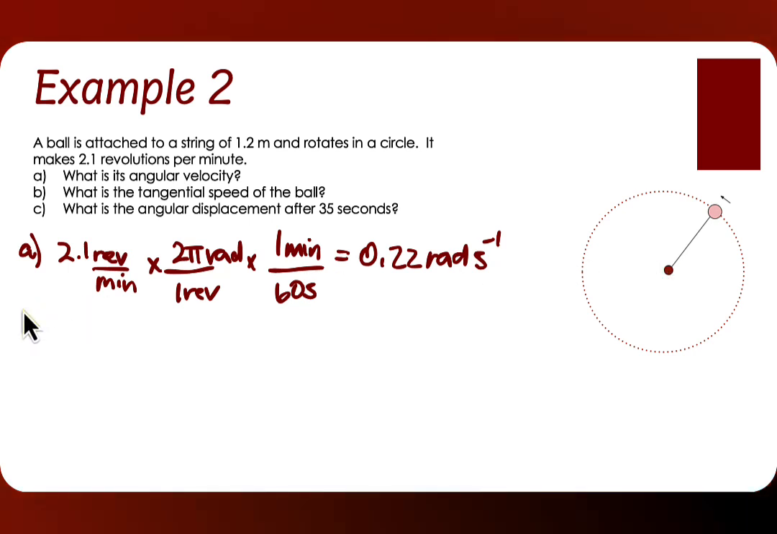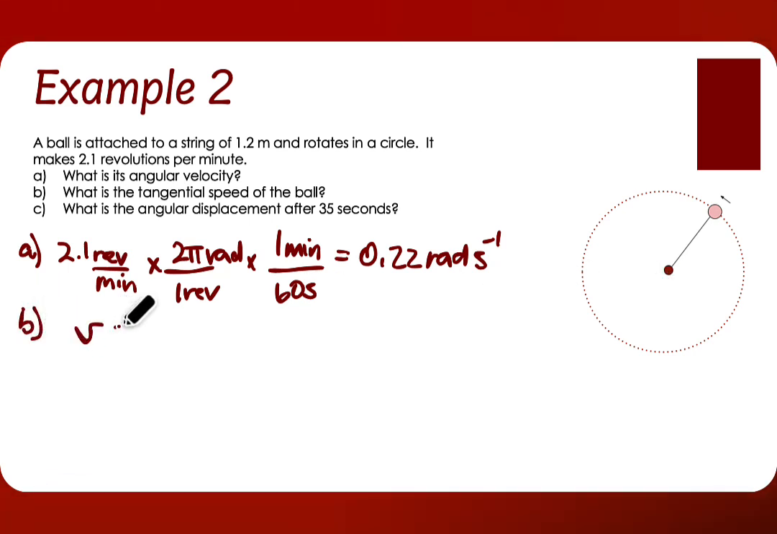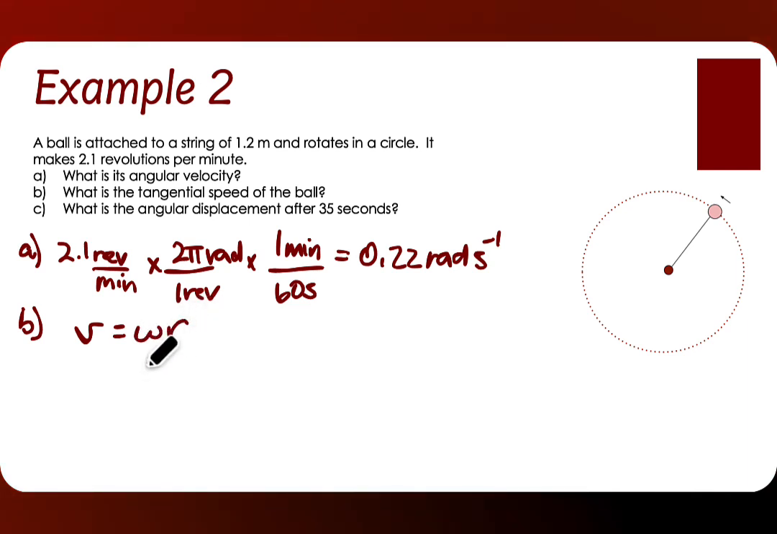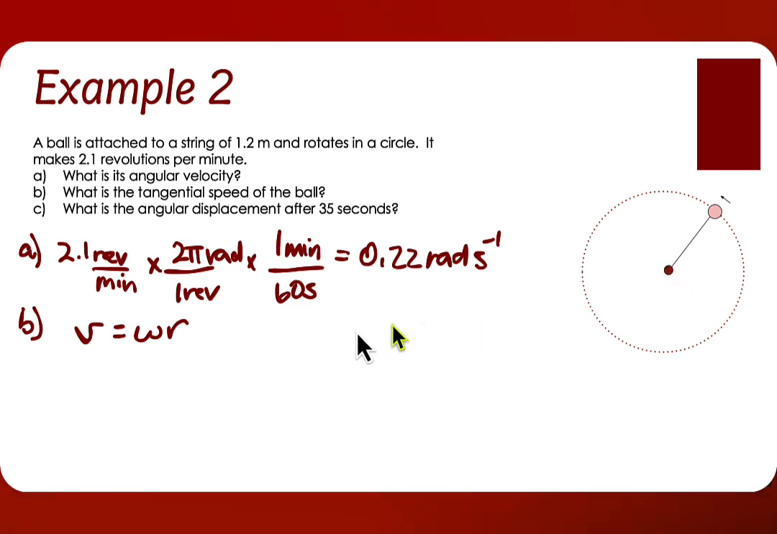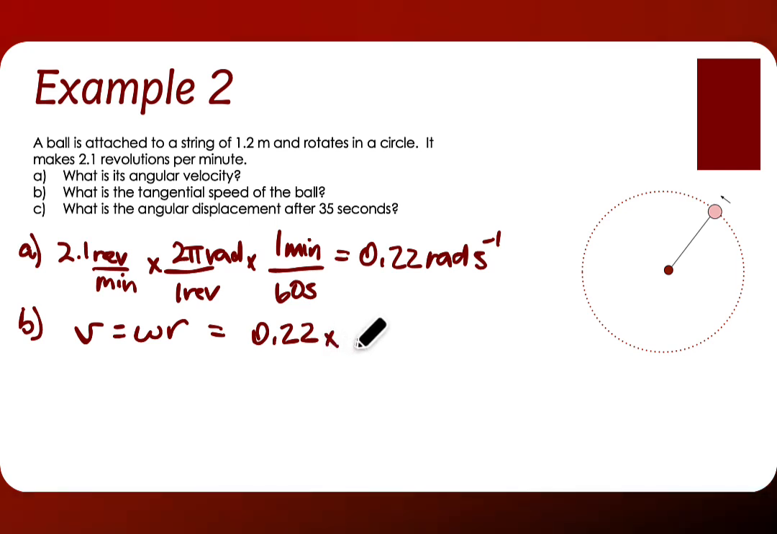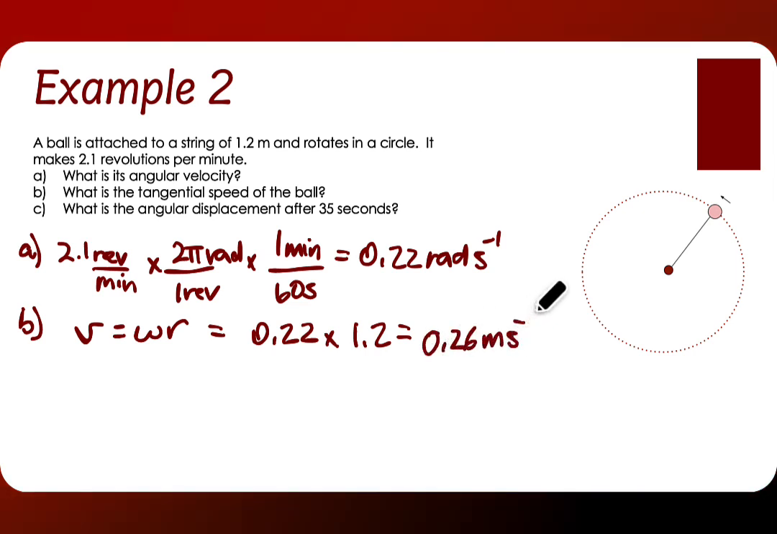Now, what is the tangential speed of the ball? So now we're talking about circular motion here. v equals omega r. Omega being the angular velocity at which it's rotating about this point. So I'm going to say 0.22, its angular velocity, because it's in radians per second, times the length of that string, 1.2, because we know the longer the string, the faster its tangential speed. And this is going to give me 0.26 meters per second.